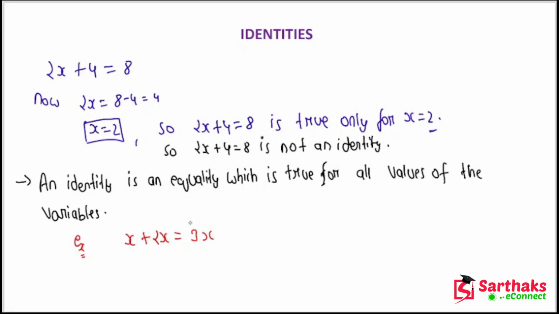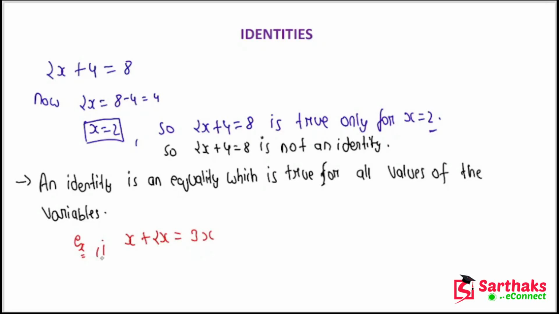So these types of equations which are true for all values of a particular variable are called identities. Now in this case, 2x plus 4 equals 8 is a specific equation. It is representing some condition and it is true only for that condition. So here it is true for x equal to 2. There might be another x for another condition, but it will not be true for all the values of variables. We have to find an equation which is true for all the variables, which is this, that is x plus 2x equals 3x.